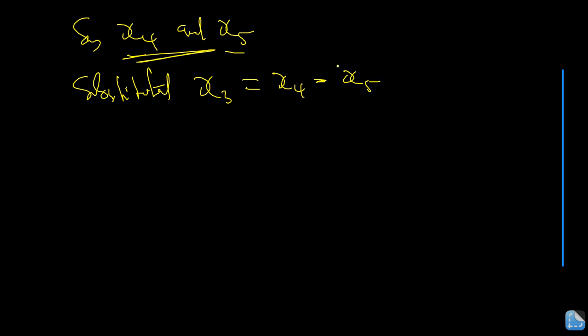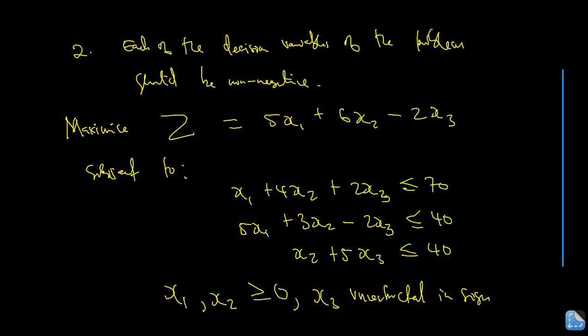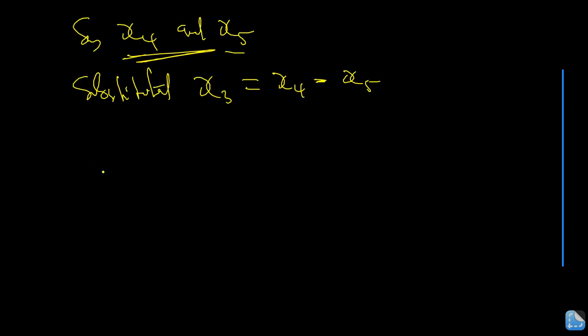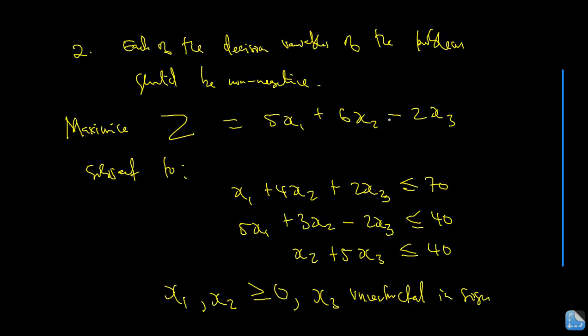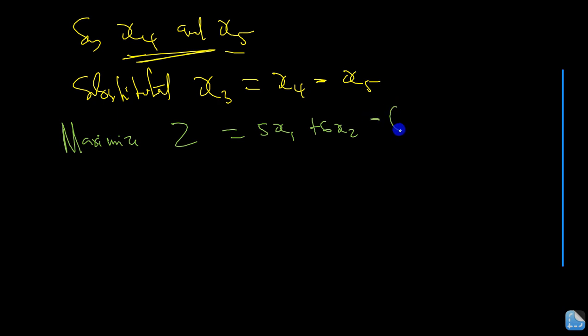Okay, and then we're going to simplify this. Now, how is our new linear programming problem going to look? So here is how we are going to write it. Now we are going to say maximize z is equal to 5x1 plus 6x2, minus, open bracket, and then where there was x3, what are we going to put?